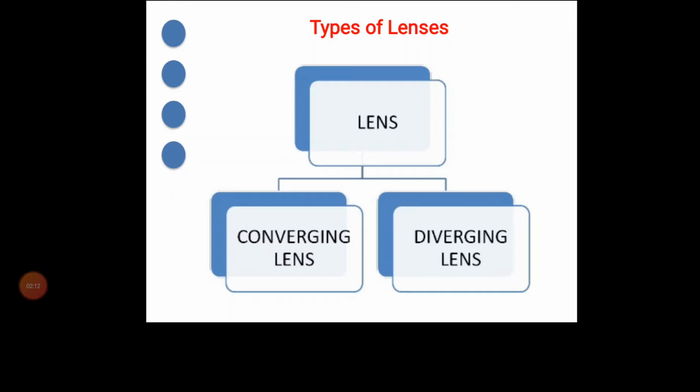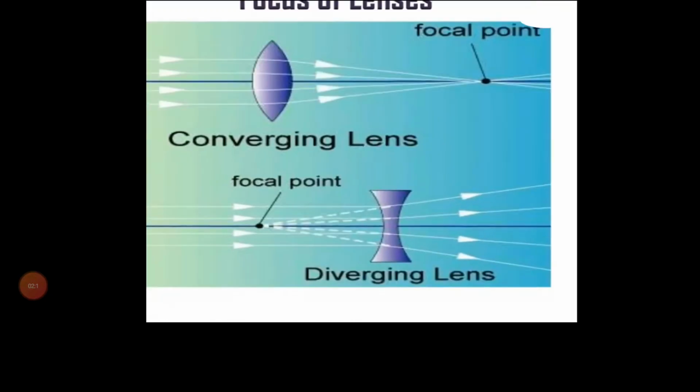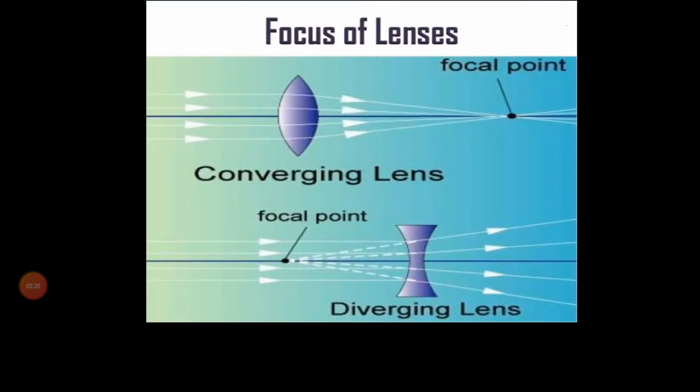There are two types of lenses, that is, converging lens and diverging lens. The focus of the converging lens and diverging lens are shown in the figure, and the focal points of those converging and diverging lenses are clearly marked in the figure.